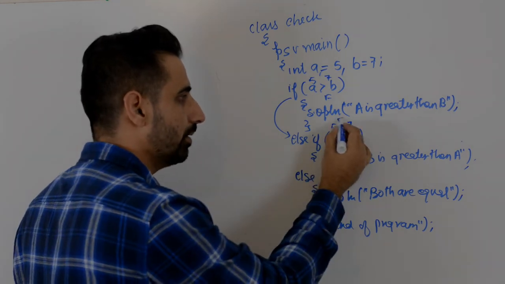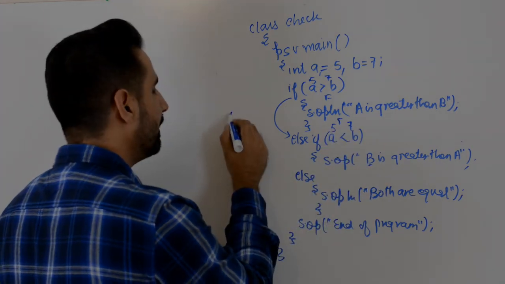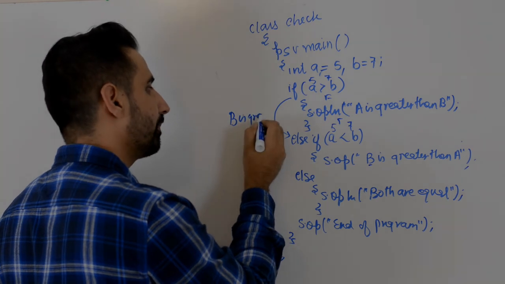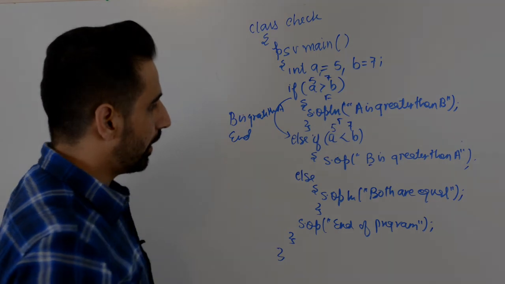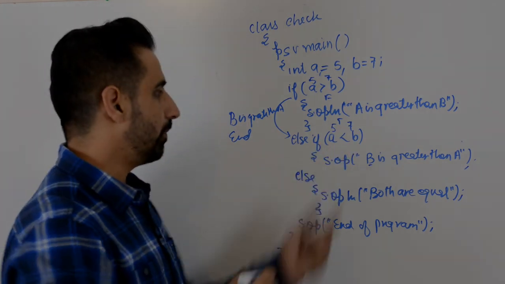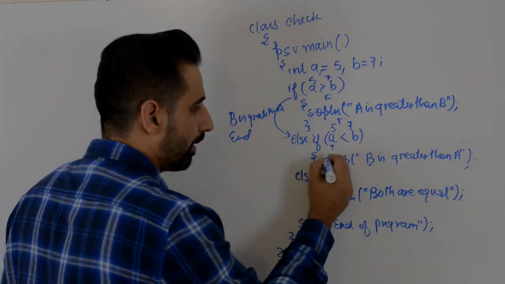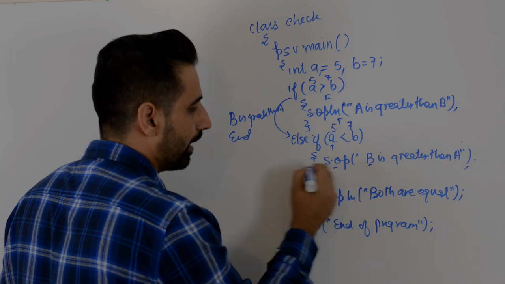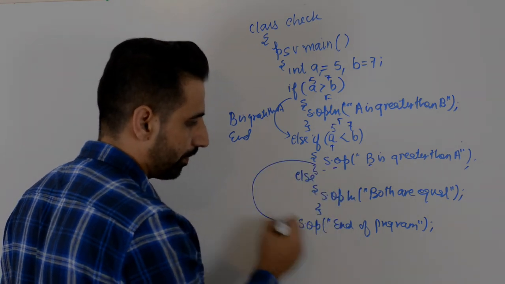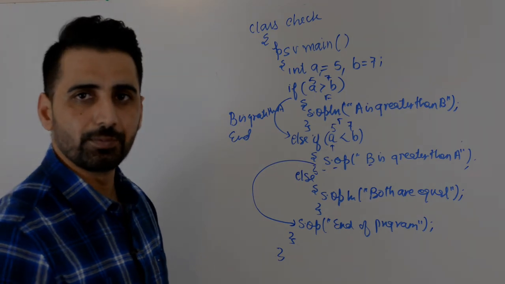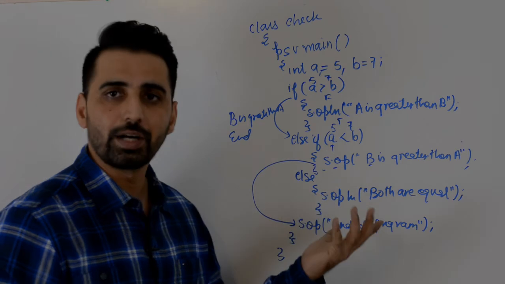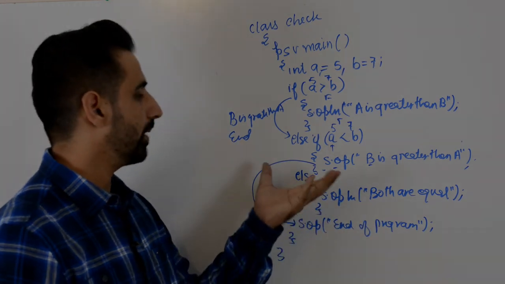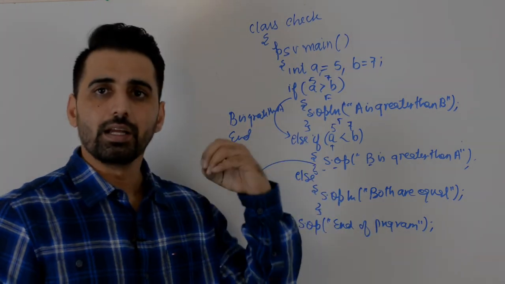This condition becomes true. If this condition is true, what will it print? B is greater than A, end of program. Because if any of the statements is true, then this part will run and then it will come out of the block, means the if else if block. This one does not belong to any of the if or else, so it will print end of program, and that's the check of the if else if ladder.